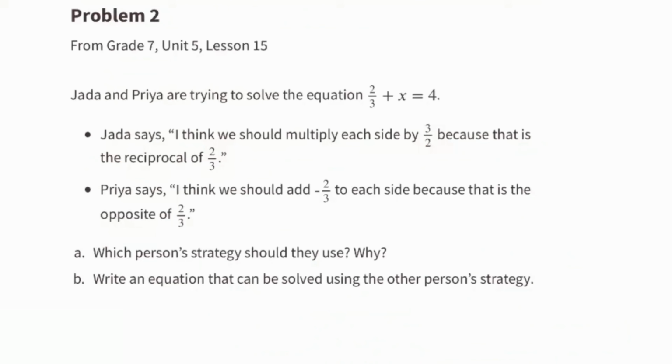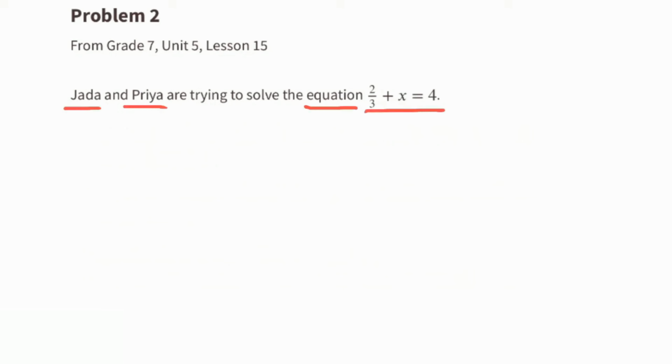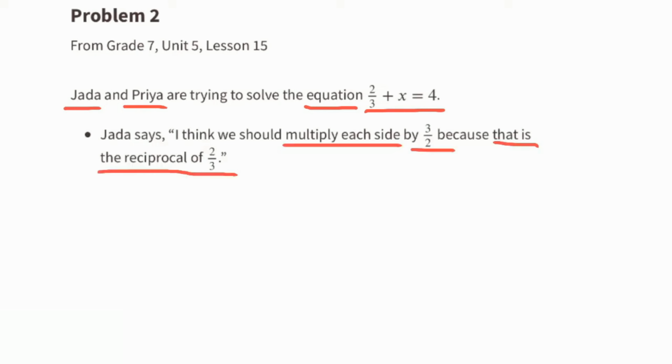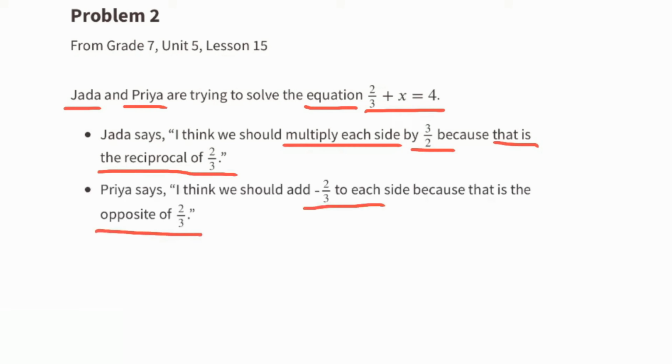Problem number 2 from 7th grade Unit 5, Lesson 15. Jada and Priya are trying to solve the equation 2/3 plus x equals 4. Jada says, I think we should multiply each side by 3/2 because that's the reciprocal of 2/3. Priya says, I think we should add negative 2/3 to each side because that is the opposite of 2/3. A. Which person's strategy should they use?